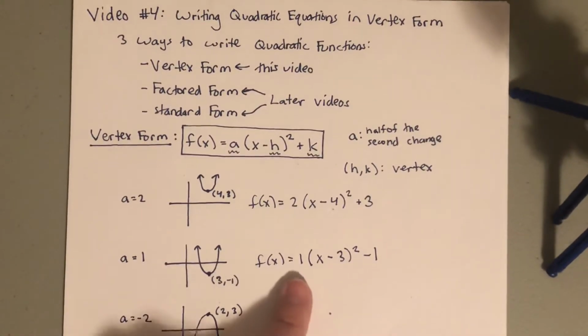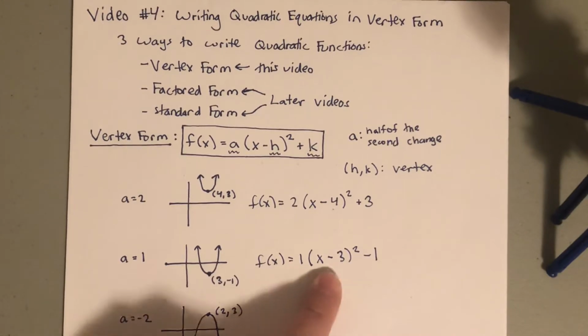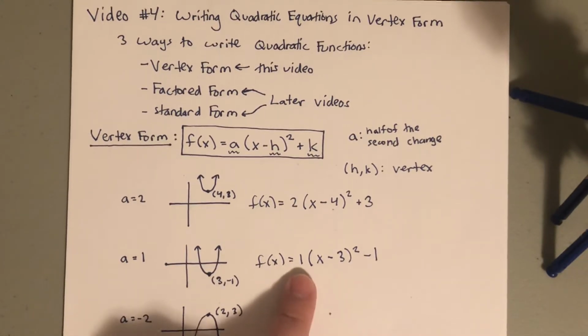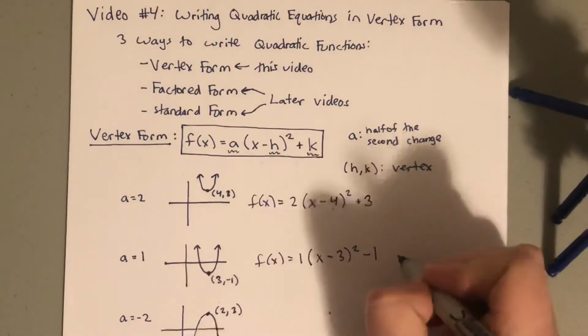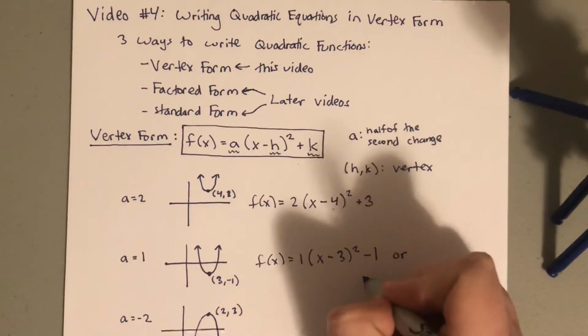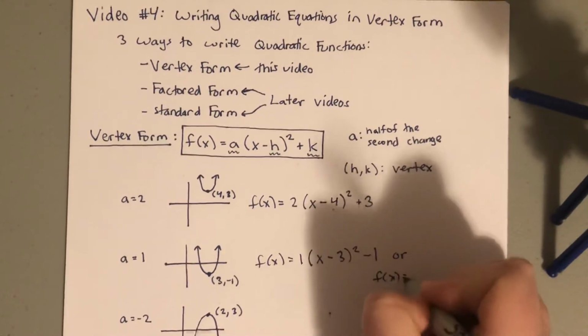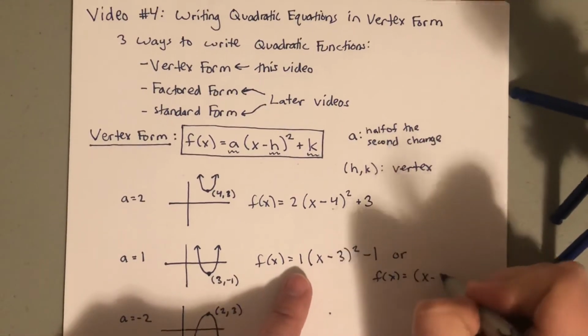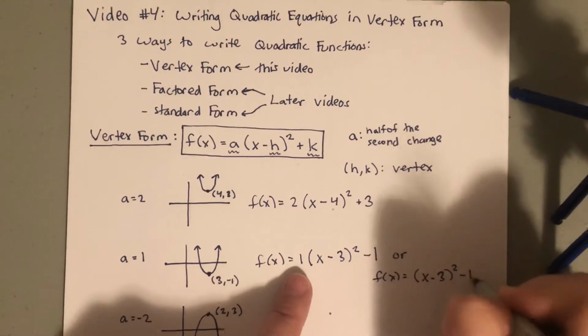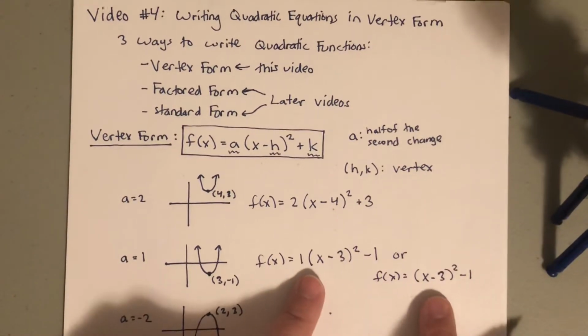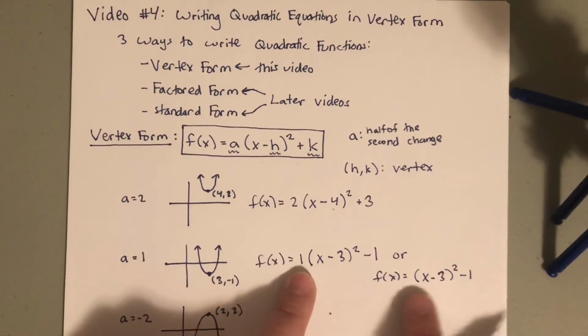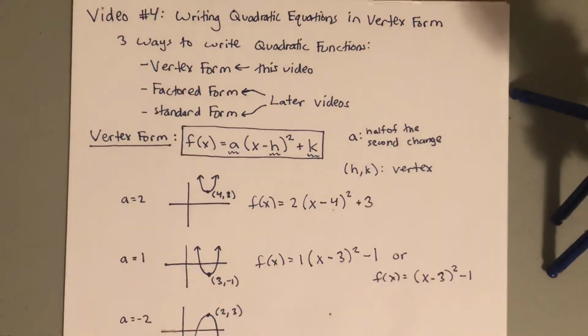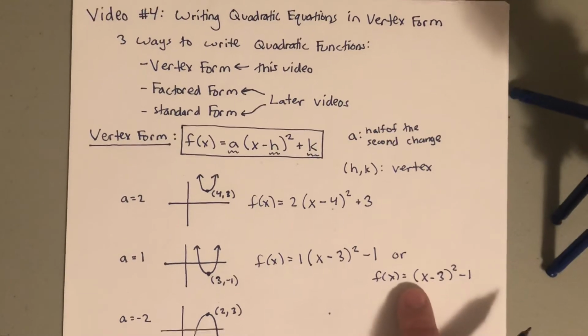Now, when you multiply something by 1, it doesn't change. So another way that you could write this is you could just say f of x equals, and then you could just skip the 1 and say x minus 3 squared minus 1. These are the same thing, because if you times it by 1 or you don't times it by 1, nothing changes. So if you see that there's no a there, that just means that the a value is 1.